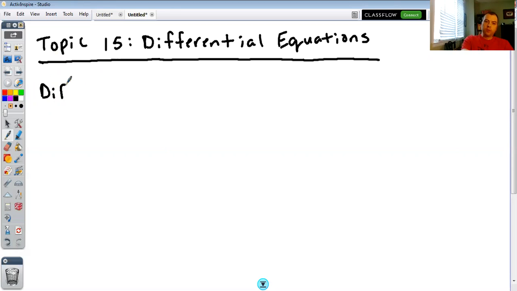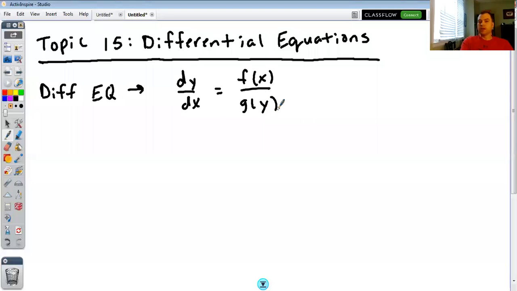Remember, a diffie-q is simply any equation that has a derivative in it, right? A lot of times we see it having an x and a y, so maybe already this f of x over g of y on the right, where our goal is to figure out what y is equal to. So figure out the solution is the function that has that dy dx for its derivative.